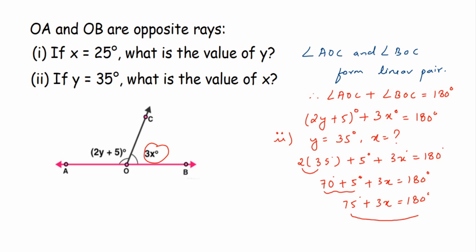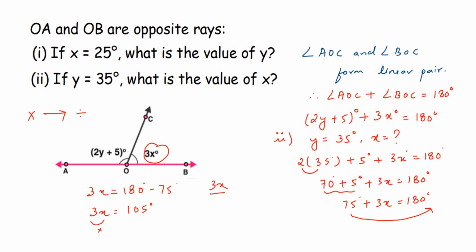Now transpose 75 to the other side. The 75 is positive, it's plus. When it changes to the other side, the sign changes and it will be minus. We get 3x is equal to 180 degrees minus 75 degrees. Therefore, 3x is equal to 180 minus 75. When you subtract, you get 105. Now we have to eliminate the 3 from the left side because I just want the x value. This is 3 times x; you're multiplying 3 and x. The inverse operation of multiplication is division. Therefore, divide both sides by 3.